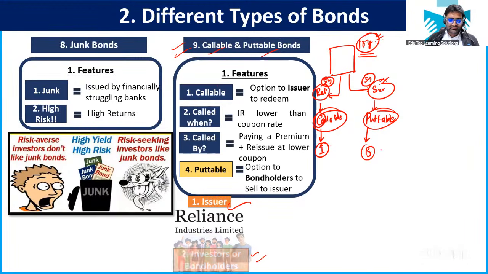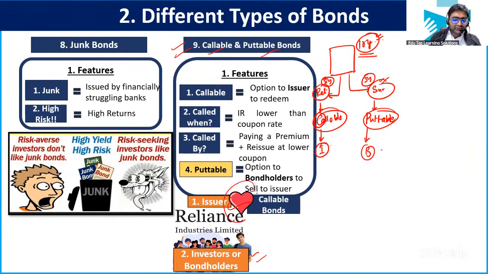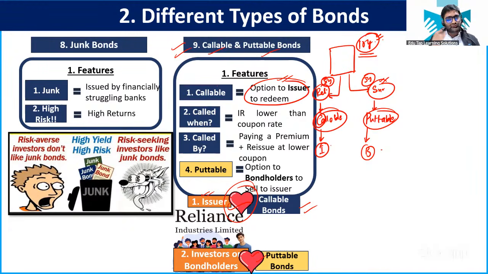In this case we can just add a love symbol: callable bonds are loved by the issuers, while puttable bonds are loved by the investors or bondholders. Callable, in the sense, gives an option to the issuer to redeem. I hope the terms are very clear. The issuer has the option to redeem that particular bond, close the bond and move ahead with not paying the interest.